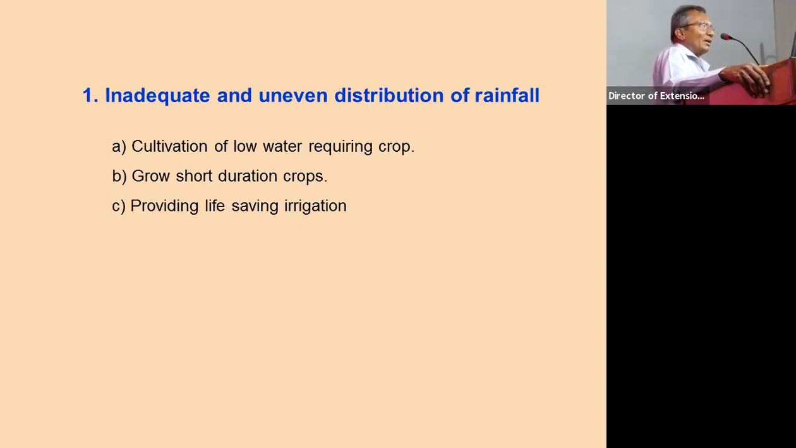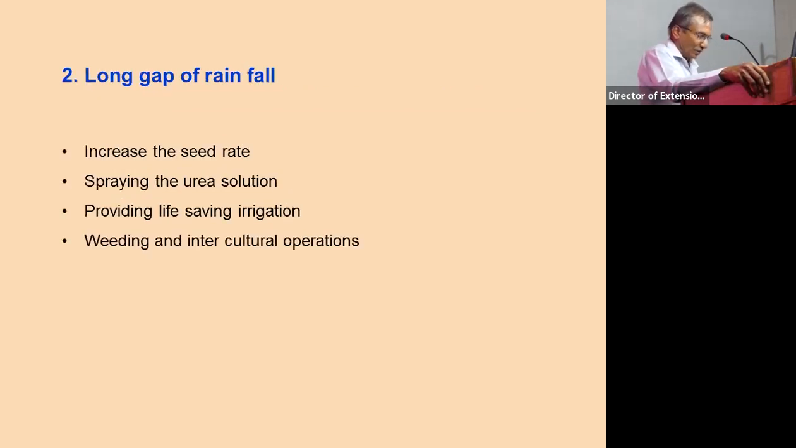So this technology was developed not by the scientists alone, not by the extension workers, but by farmers themselves. They are innovators. The situation forces them to find out some technologies. So this is providing life-saving irrigation. If it is possible, we need to come out with some other technologies like this kind of innovations.